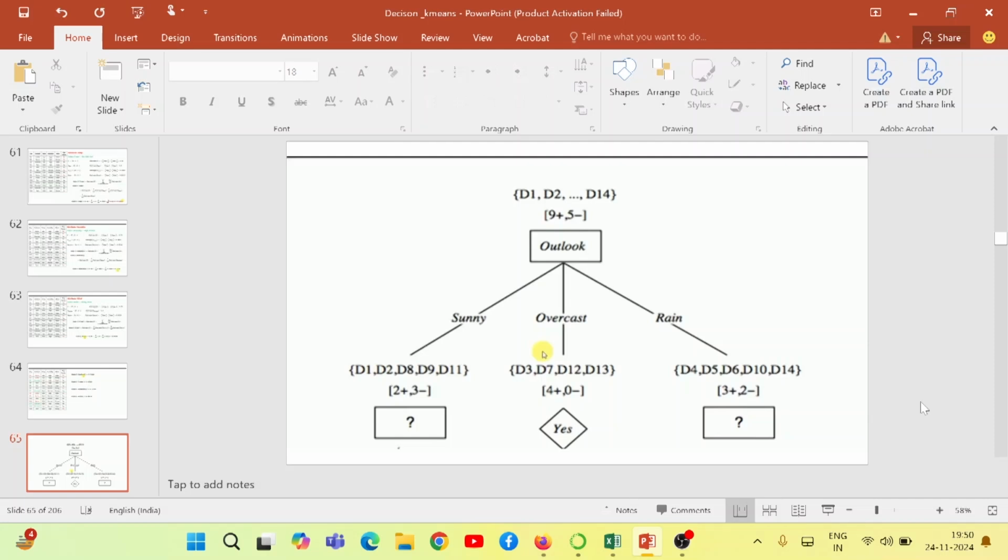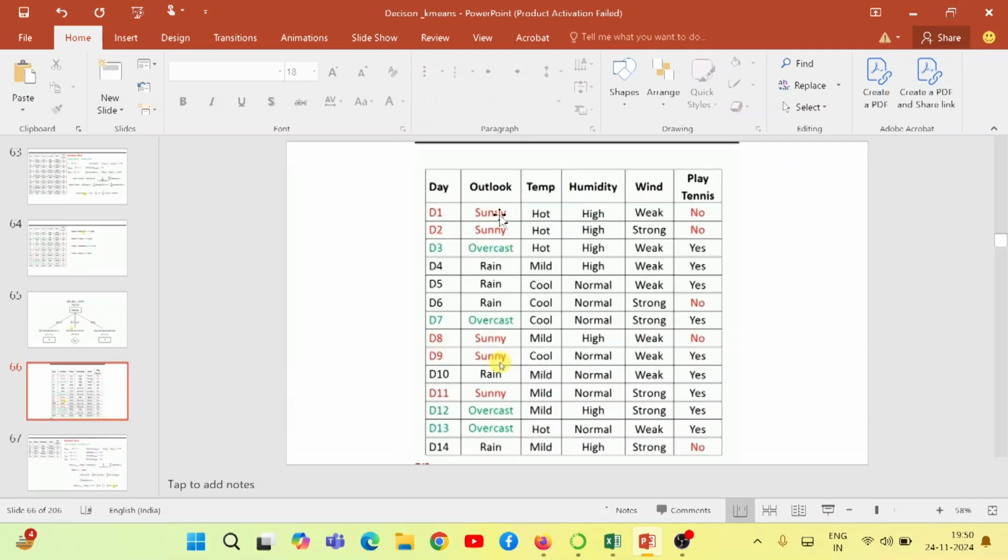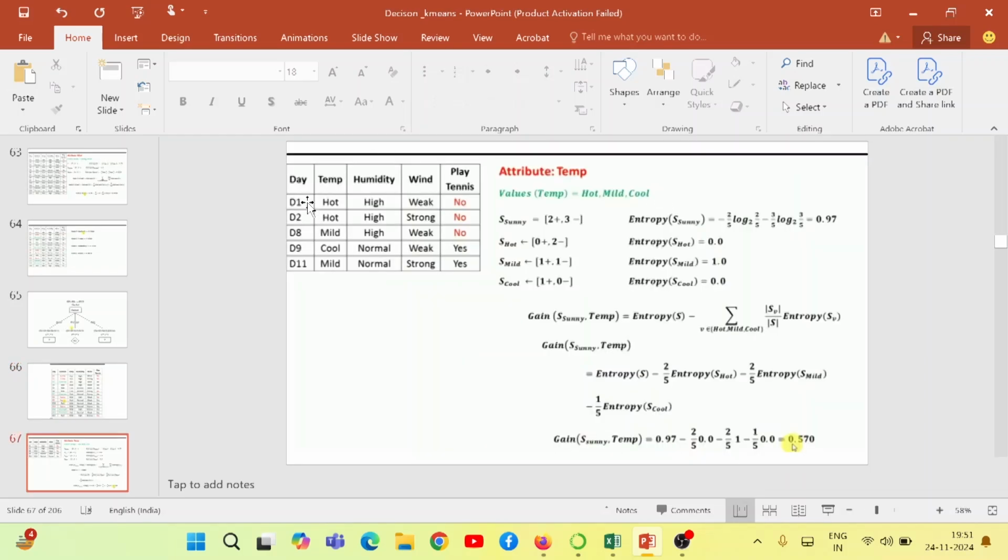So let us move and check one more time. In the case of sunny, there are 5 rows, D1, D2, D8, D9 and D11. So these 5 rows we have taken. Now we have to find out whether the next node should be temperature, humidity or wind. Out of these 3, which will be the next node? That analysis we have to do with the help of the ID3 algorithm, or you may say by using information gain. So again I did the same thing.